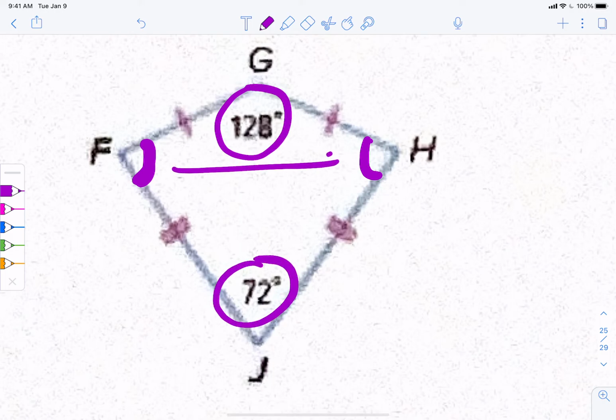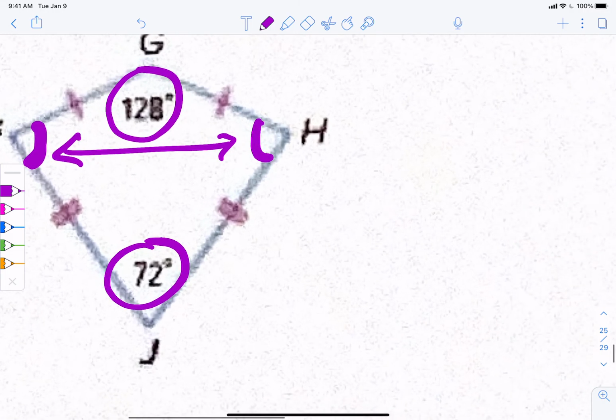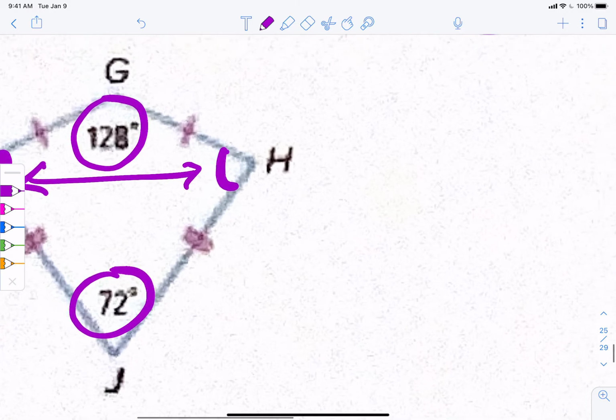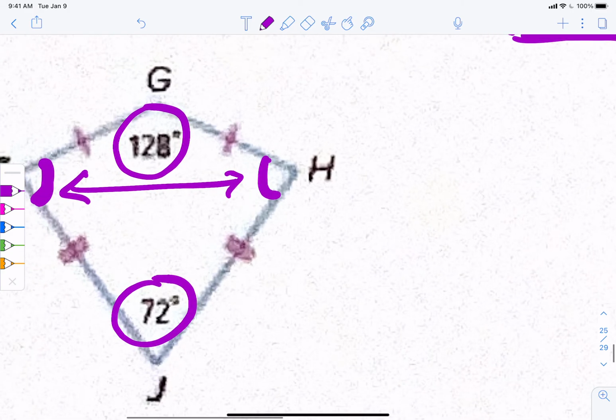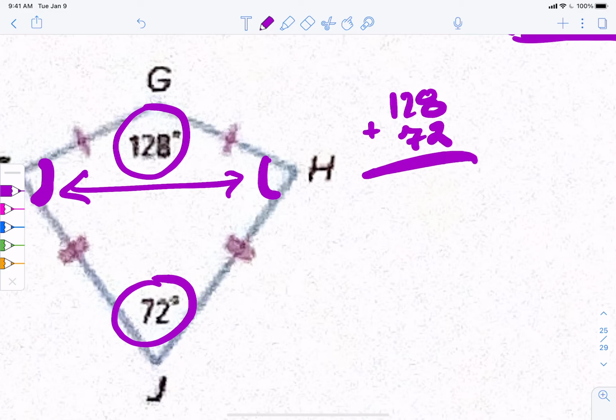How do I find these two? Well, you see 128, so you have to do 180 minus 128? Nope, that doesn't work. Would you add 128 plus 72? Okay, stop there. 128 plus 72 is 200.